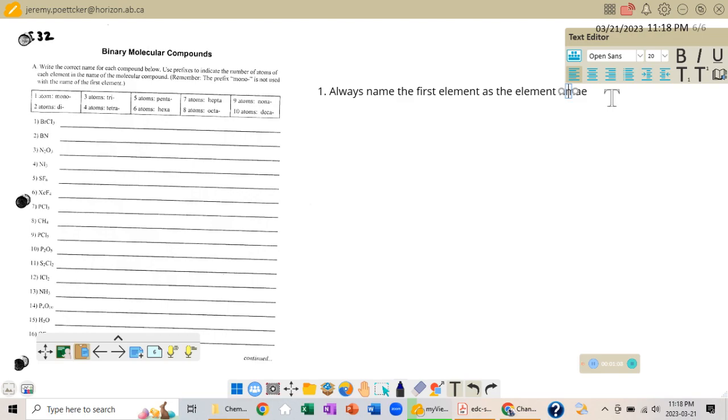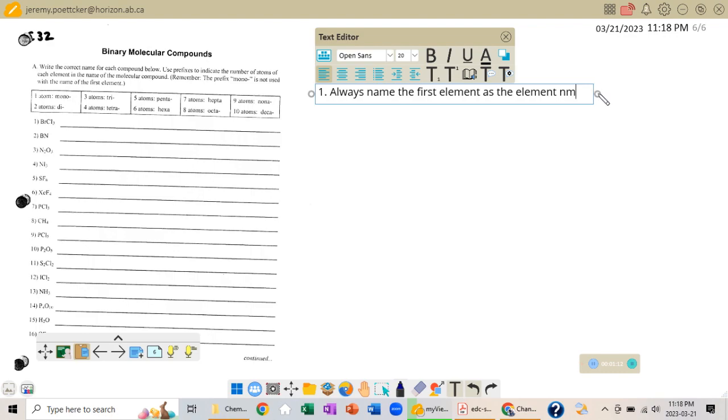Number 2, only use a prefix with the first element if there is more than one.